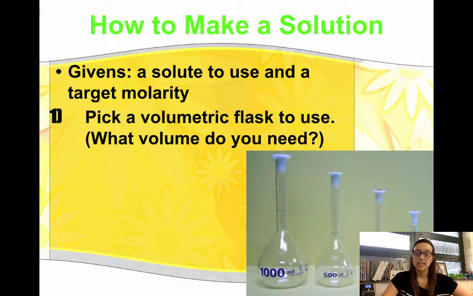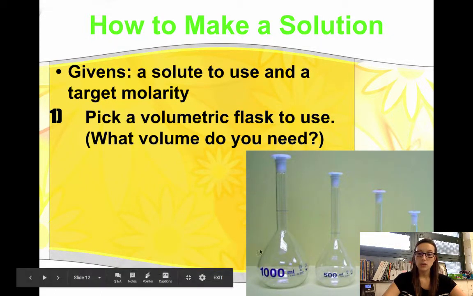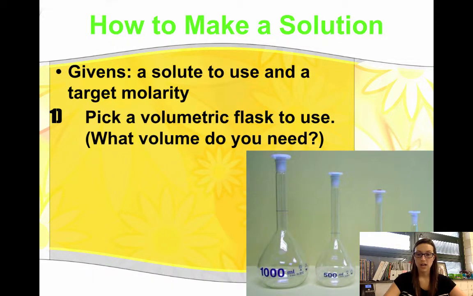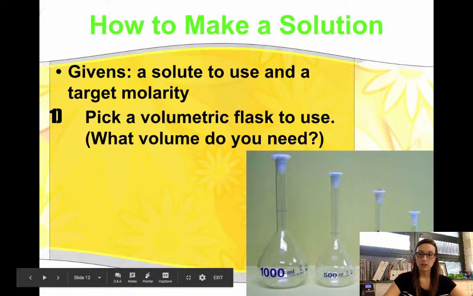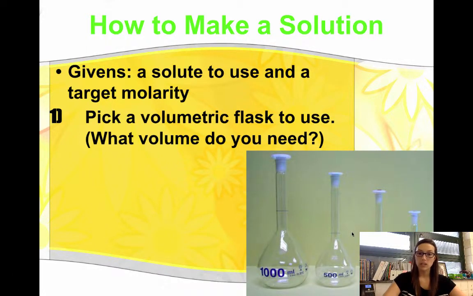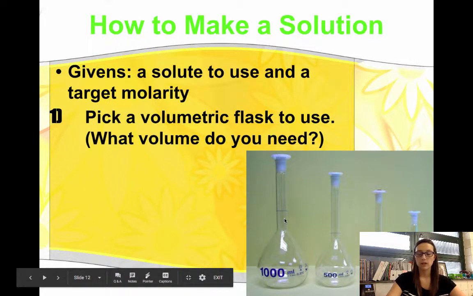So next thing we're going to look at is how to actually make a solution. So we're going to look at each of the steps to create a solution. So you have to be given some solute to use as well as a target molarity. So the first thing you're going to do is pick a volumetric flask to use. Now when you're looking for volumetric flasks, you want to think about what volume you need. So you can have anything from 1,000 milliliter volumetric flask down to 100 milliliter volumetric flask. Notice the only line on these volumetric flasks is somewhere on the neck of the flask. These are always what you use to make solutions. So you figure out what volume you need. So if you need 1,000 milliliters of something, you're going to use the 1,000 milliliter volumetric flask.